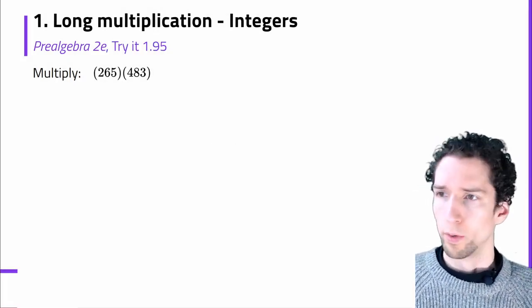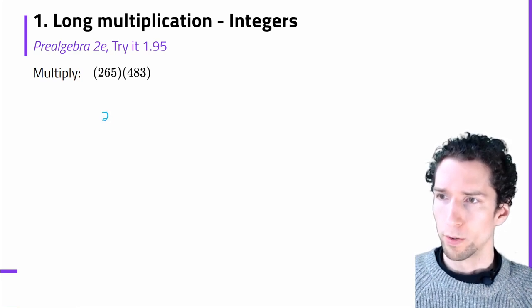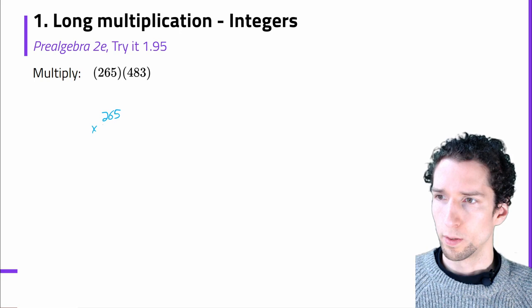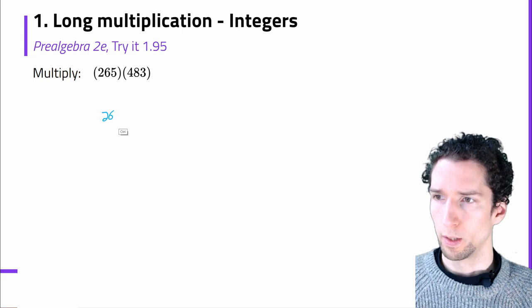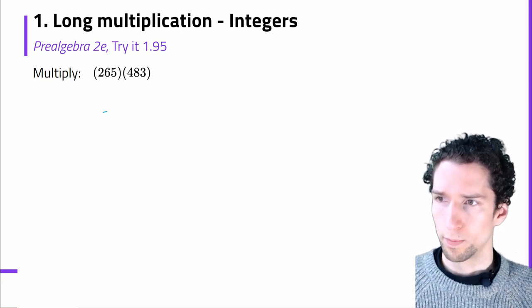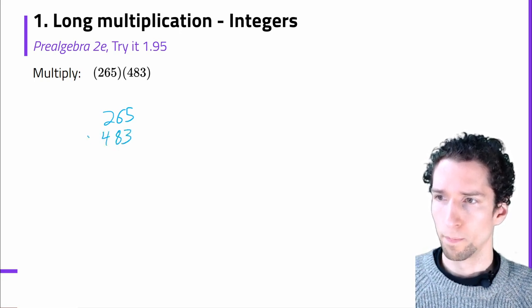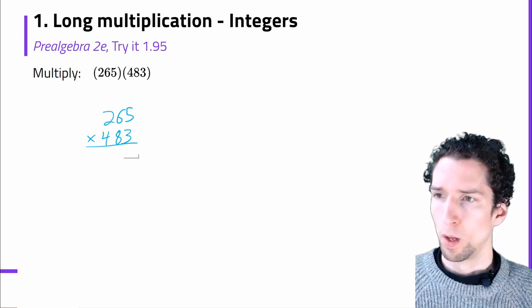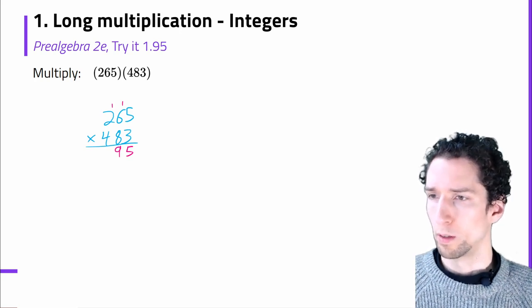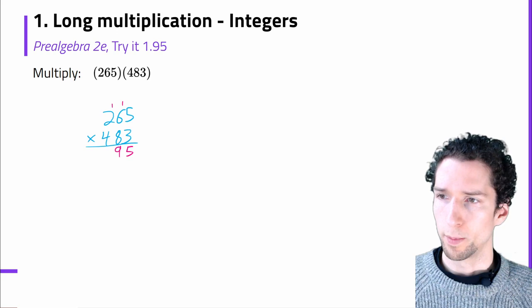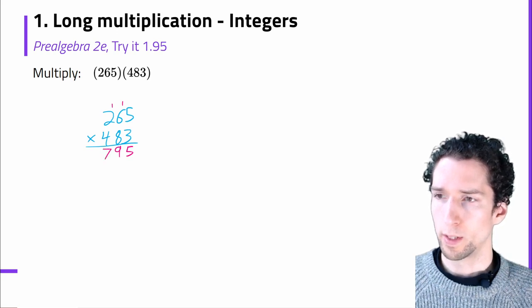So here's the one for me. 265 times 483. Actually, let's just write that a little larger. Don't need to be so small. 265 times 483 multiplied here. All right, 3 times 5, that's 15, carry a 1. 3 times 6, 18, plus that 1, 19, carry the 1. 3 times 2, that's 6, plus that 1 is 7.